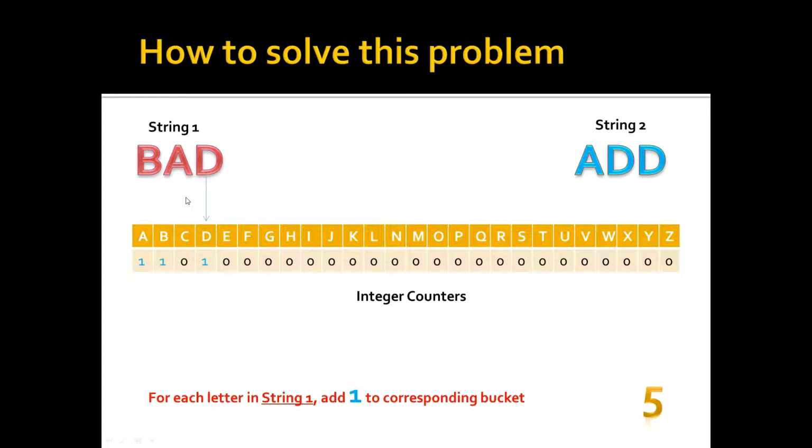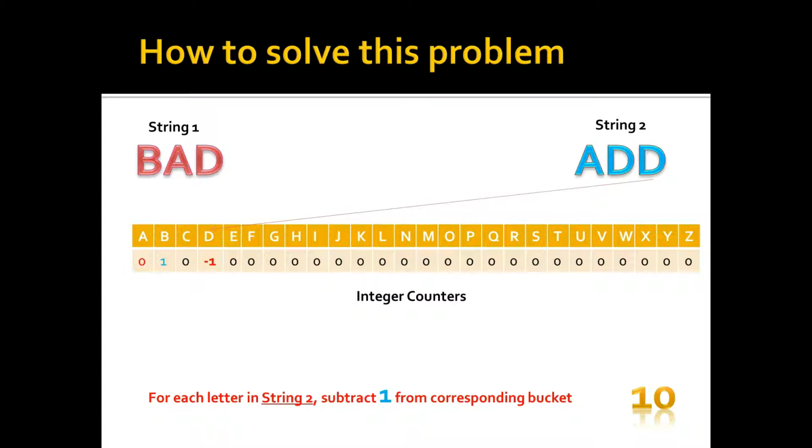So after we're done with the first string, we end up with three letters: A1, B1, and D1. Let's move on to the next string. In this case, like I said before, instead of adding, we subtract. So we take A, go to the A bucket, and subtract 1 from there. We end up with 0. That's a good case. Then we move to D, and there's 1 there.